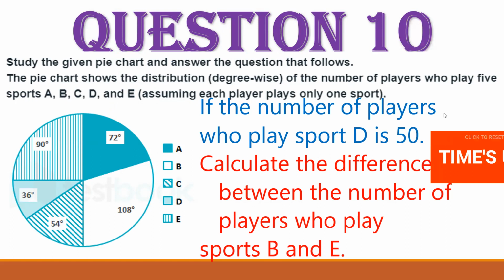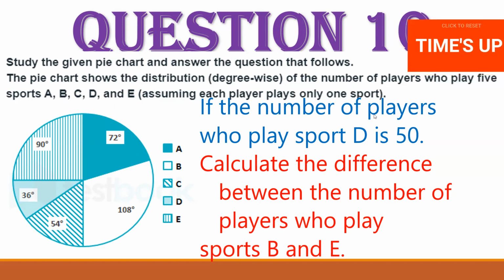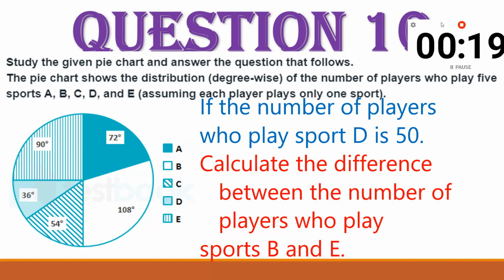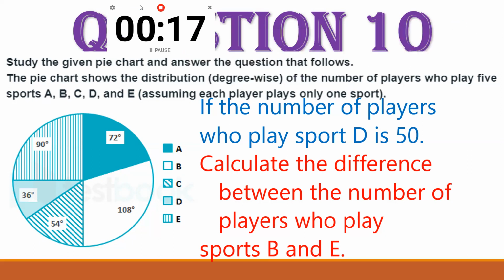Okay, explanation is taking time. This is our question. Please try. You are going to calculate the total number first, and then the number for B, and then the number of players for E, and the difference. So let me give you 40 seconds for this question. Maybe you need more than 1 minute, but it's fine. Let's give you 40 seconds at least, and then we are going to explain. Please try this question. This is a nice one, huh?